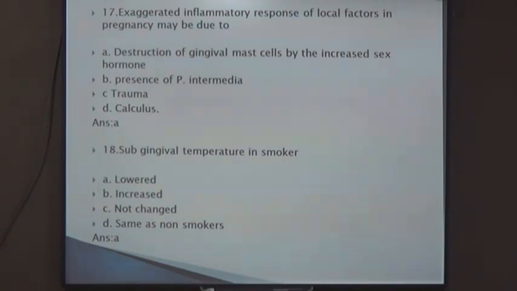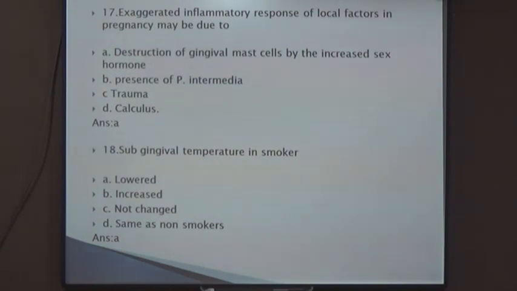Usually in any pregnancy gingivitis, the inflammatory response is mainly because of exaggerated tissue response. Here, mainly because of destruction of mast cells due to increased sex hormone. You are able to understand? Should I repeat it? Lokesh? You want me to repeat it?